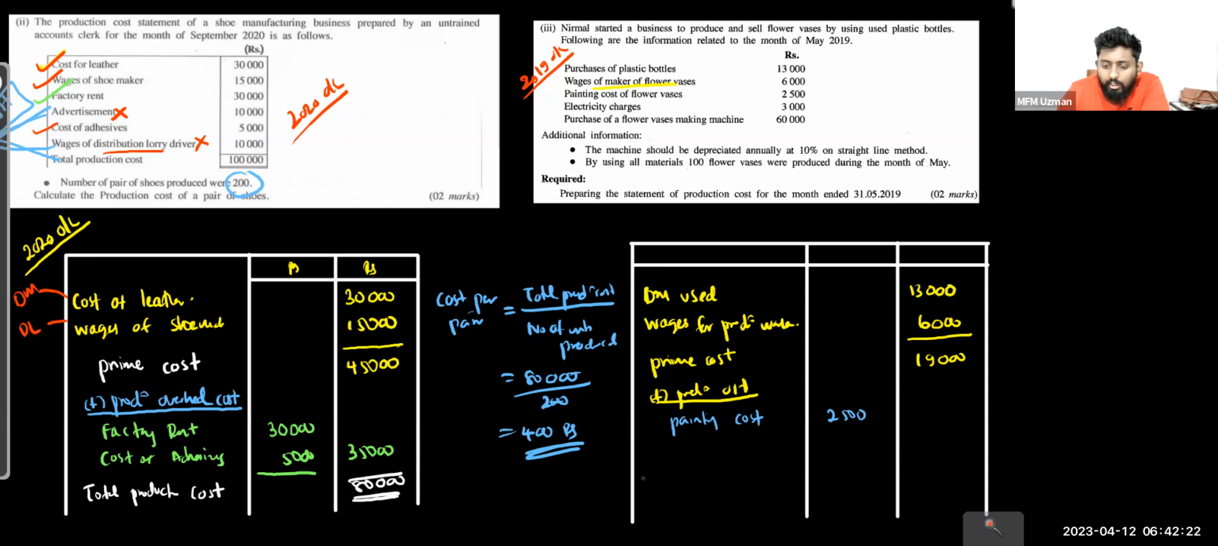2,500. Electricity charges, guys, to produce. They never said what the electricity is for, so it is in the factory. Any factory and machine related expenses will come. Electricity, 3,000. Purchase of flower vase making machine, where will I record, guys? Purchase of flower vase making machine, where will I record?